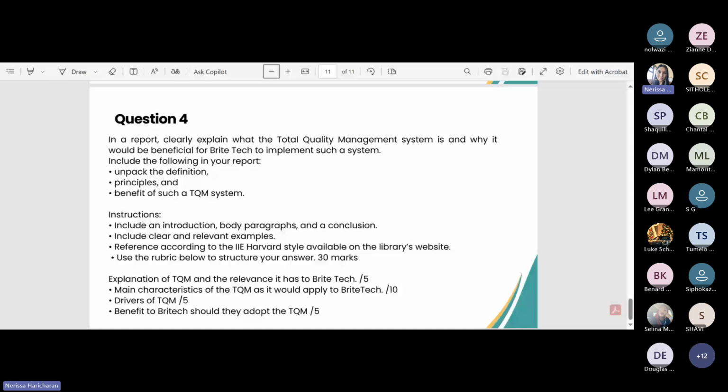Okay, so very important. Use your rubric to answer your question. So this is a 30-mark question. And it says here that you need to first explain TQM and the relevance to Brightech for 5 marks. So this is basically unpacking your definition, etc. Your main characteristics of TQM and how it would apply to Brightech.